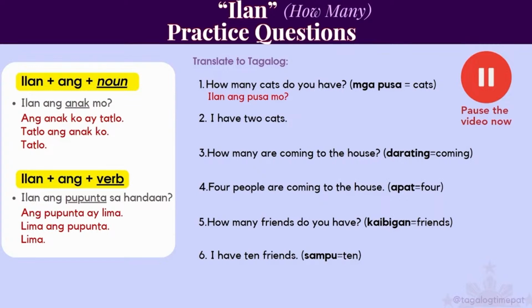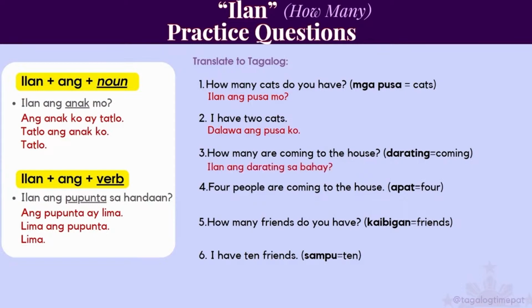All right, welcome back. Number 2, I have 2 cats. Dalawa ang pusa ko. So that's how you would respond to question number 1. Number 3, how many are coming to the house? Darating means coming. So it would be ilan ang darating. So ilan plus ang plus a verb. Ilan ang darating sa bahay.